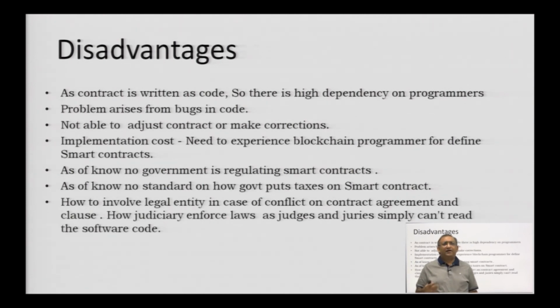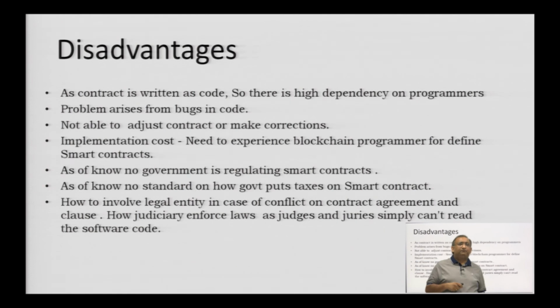How do we involve a legal entity? If there is a conflict, if something is missing, some amendment is required, or a conflict arises, how can we involve the judiciary? Because judiciary people, am I right, can't understand the code. So that's one of the major challenges. How can we involve a legal entity in case of a conflict on the contract agreement and the clauses which are part of it, am I right?